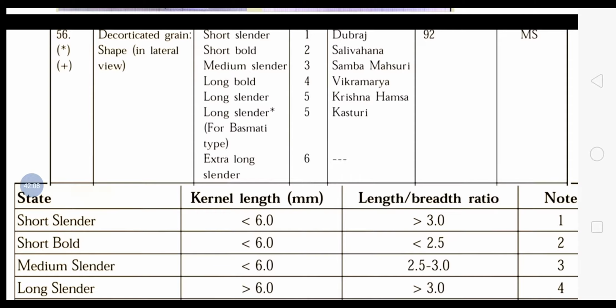Shalivahana. Then medium slender is scored as 3. Example, Samba Mahsuri. Long bold is 4. Vikramarya. Long slender is 5, that is Krishna Hamsa. Long slender for Basmati type is 5, that example is Kasturi. The extra long slender is scored as 6.